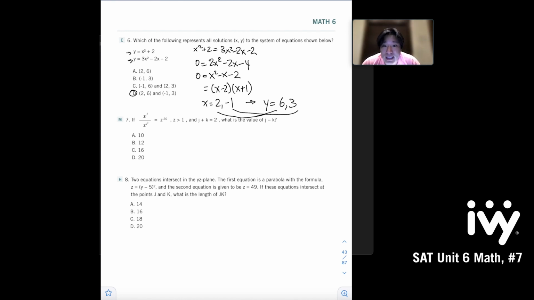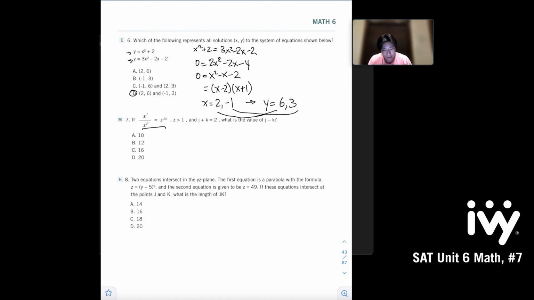Okay, question 7. If z to the j squared over z to the k squared is equal to z to the 20th power, and z is greater than 1, and j plus k is equal to 2, what is the value of j minus k? So this one doesn't seem quite straightforward, but let's employ some of our exponent rules, see if we can simplify this equation we're given here.